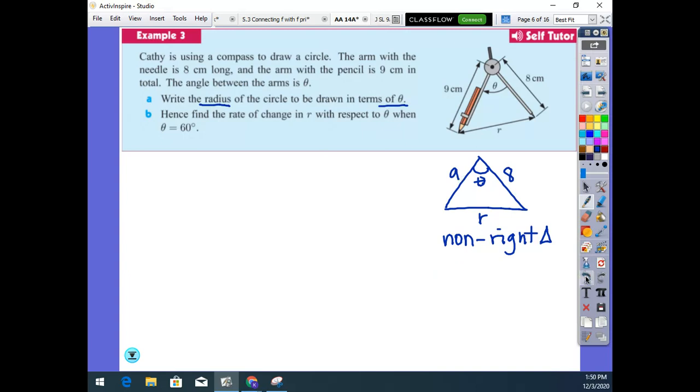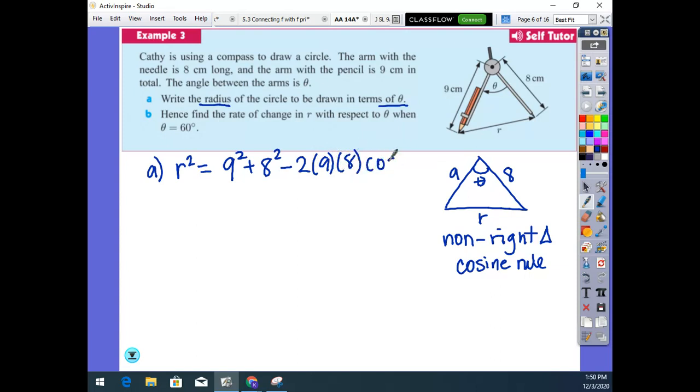So this means I'm going to use the cosine rule because I want r in terms of theta. So look at your cosine rule in your formula booklet. R squared equals each side squared minus 2 times each side times cosine of the angle. All right, I'm going to get r by itself. So that means I'm going to square root both sides. And this is 81 plus 64.